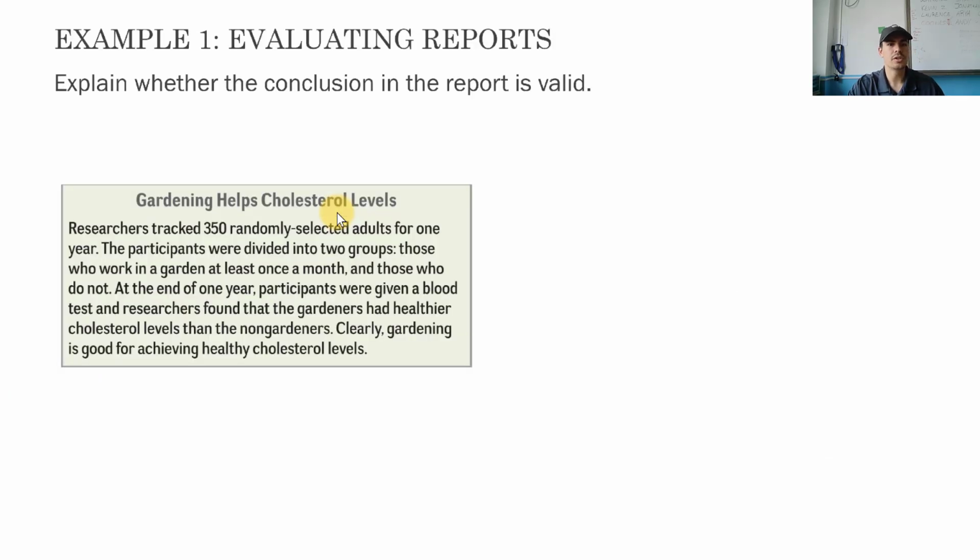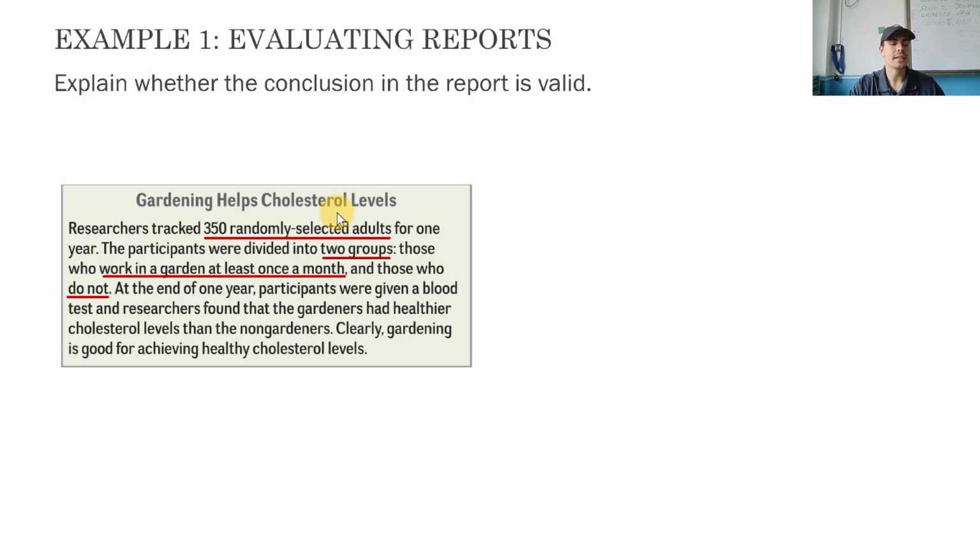Explain whether the conclusion in the report is valid. So researchers tracked 350 randomly selected adults for 1 year. So 350 is our sample size. The participants were divided into two groups, those who work in a garden at least once a month and those who do not. So we can see here we have a pretty good sample size.